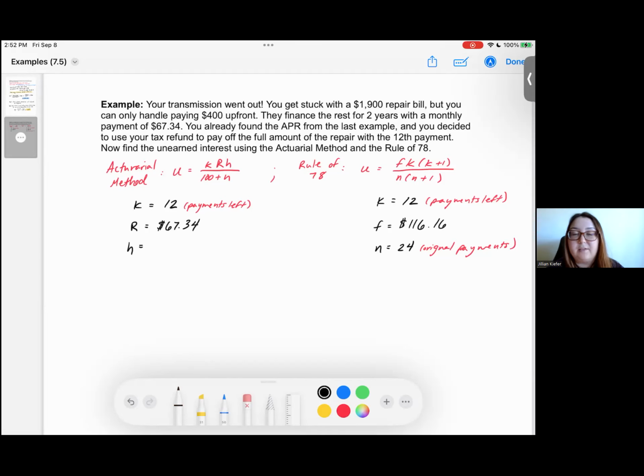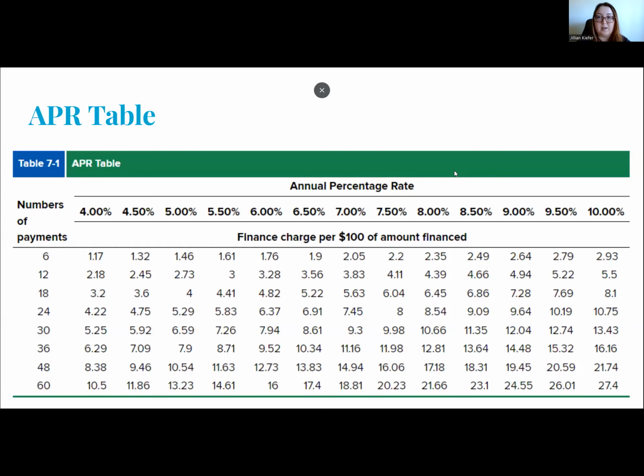So we can go ahead and find H. And remember, H is going to be the actual finance charge per $100 of amount financed based on the percentage that we had from our previous example, for now 12 payments. So let's go to the APR table and figure that one out. All right, so here we are back at the APR table. Now we said that we're going to use the same percentage. The percentage we have is 7.25%.